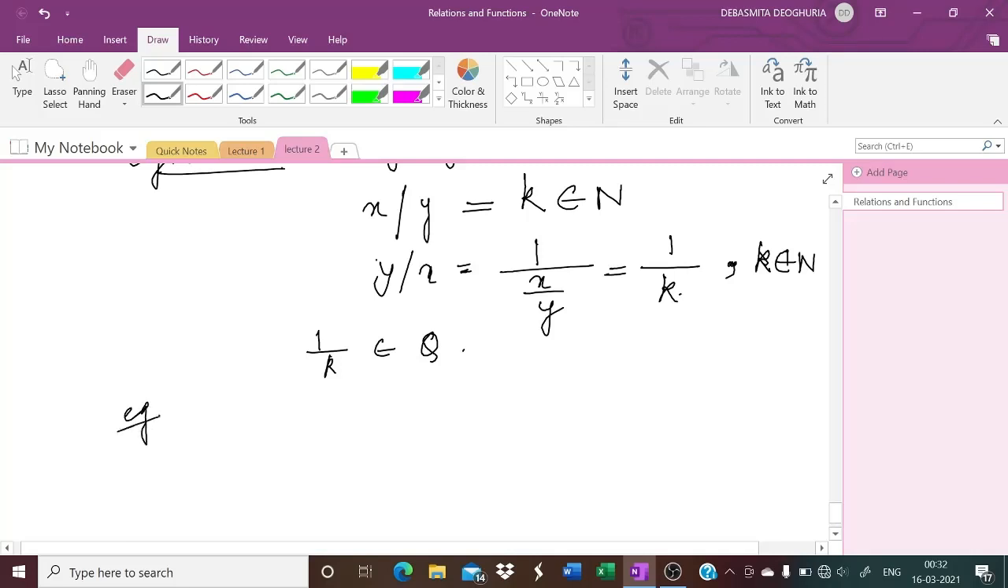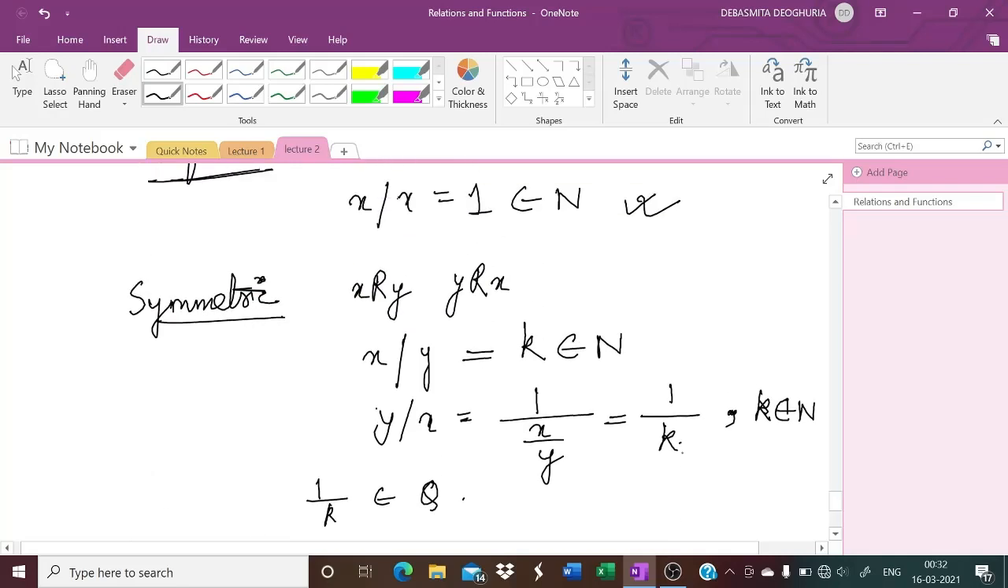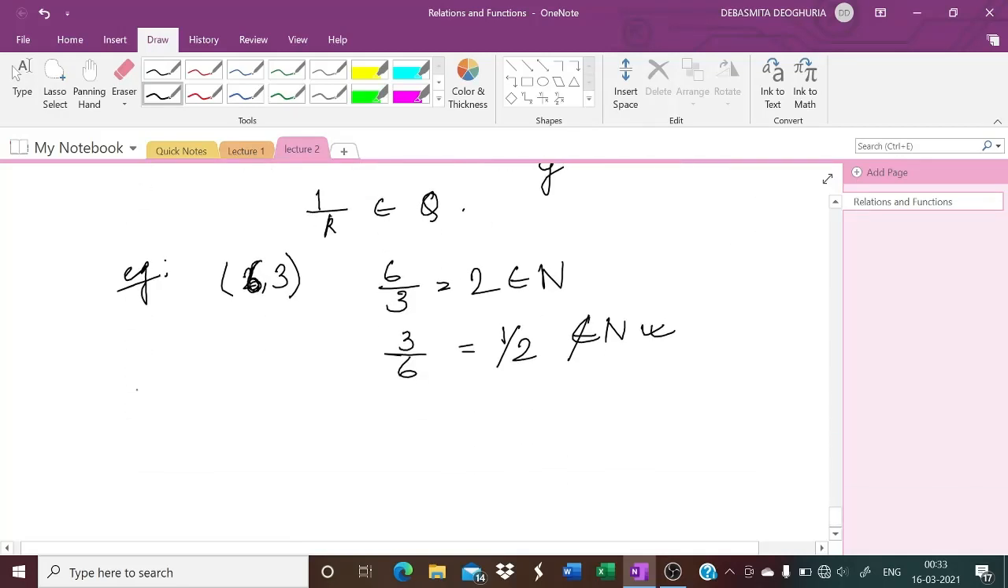So for an example, let me take 2 and 3. No, not 2 and 3, we take 6 and 3, that would be better. So 6 divided by 3 would give me 2, which is a natural number, but 3 divided by 6 would give me half, which is not a natural number, right? So this relation is not symmetric.